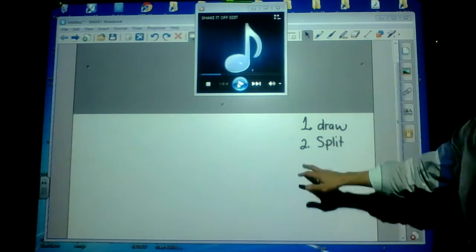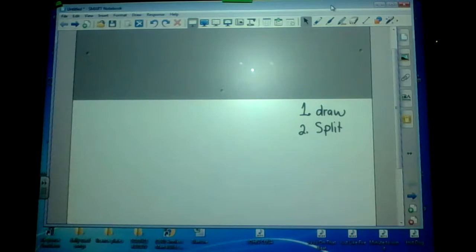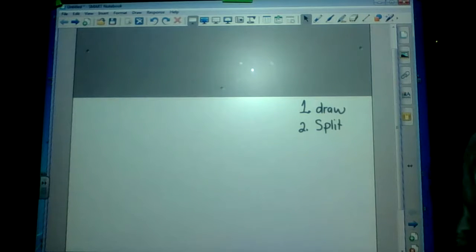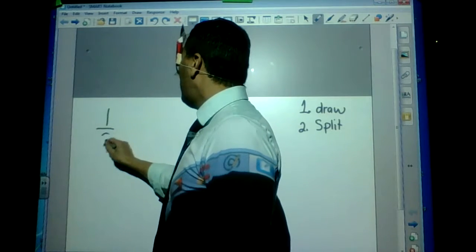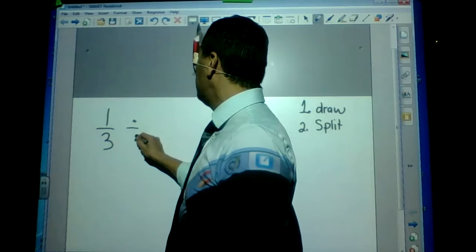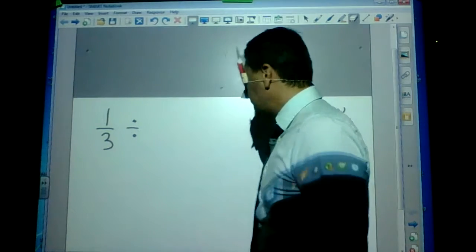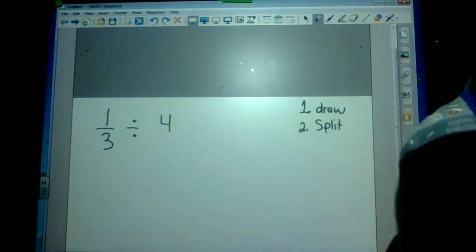Today I'm going to do a video on dividing a fraction into a whole number. So here we go. We're going to divide 1/3 into 1/4. We're going to divide 1/3 into a fourth. So let's think a little bit.